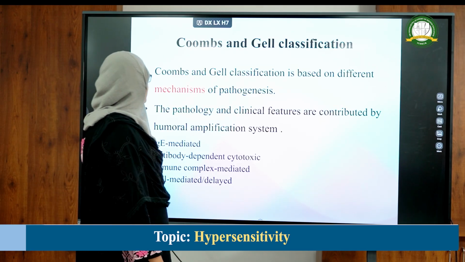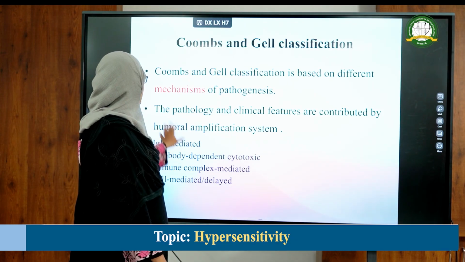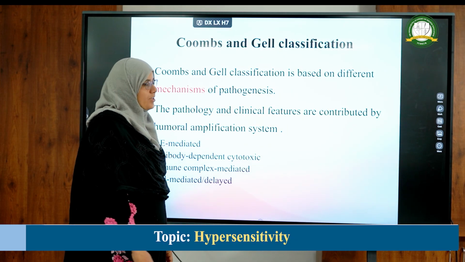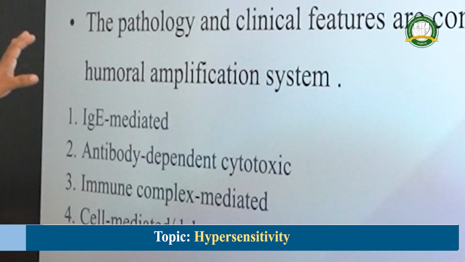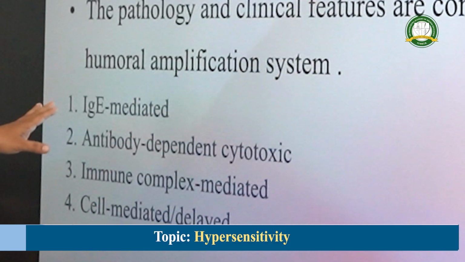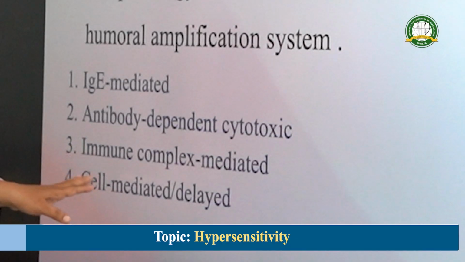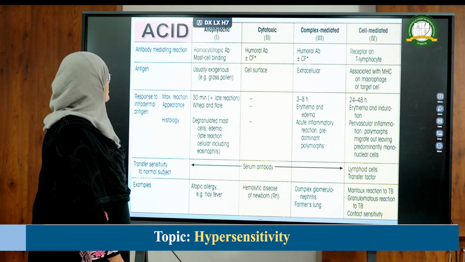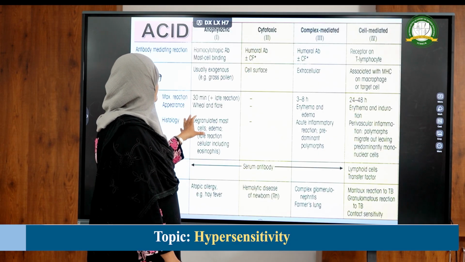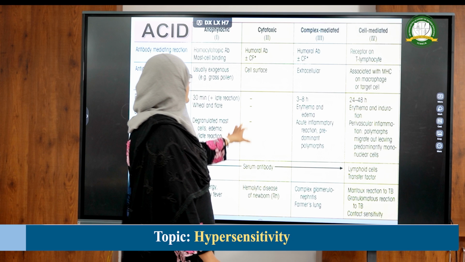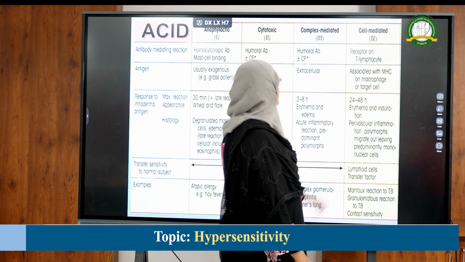Coombs and Gell classification is based on different mechanisms of pathogenesis. The pathology and clinical features are contributed by the humoral amplification system. So, it is classified into four types based on the pathogenic mechanism, whether it is IgE mediated, antibody dependent cytotoxic, immune complex mediated, or cell mediated or delayed type. A small mnemonic to remember in the long run: ACID. A is for type 1, anaphylactic, IgE mediated; type 2 cytotoxic; type 3 immune complex mediated; type 4 is cell mediated.